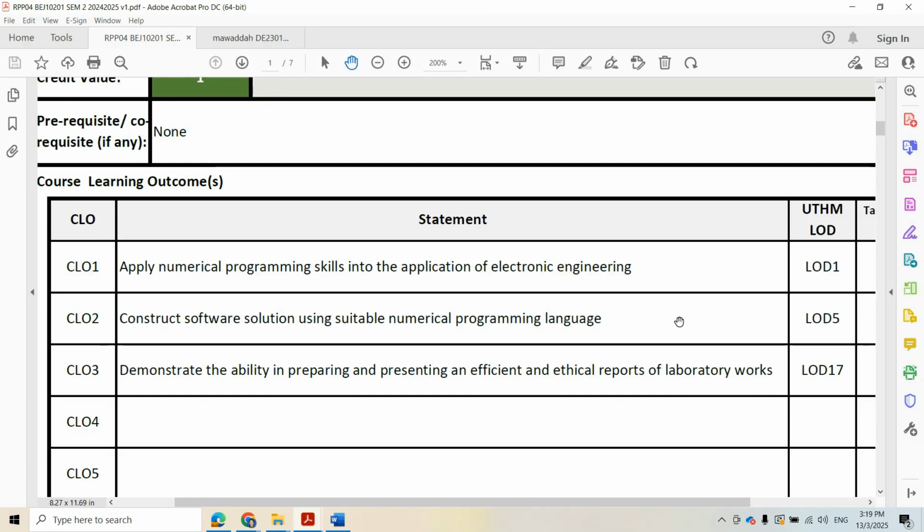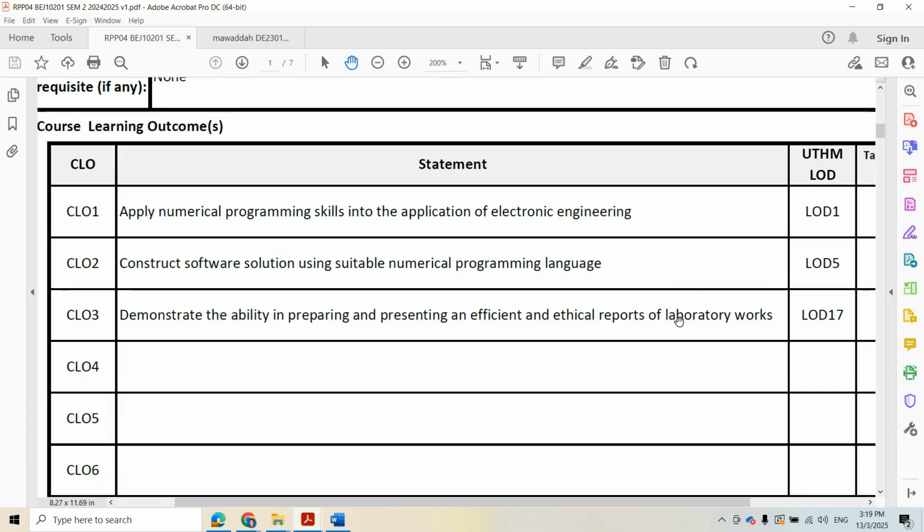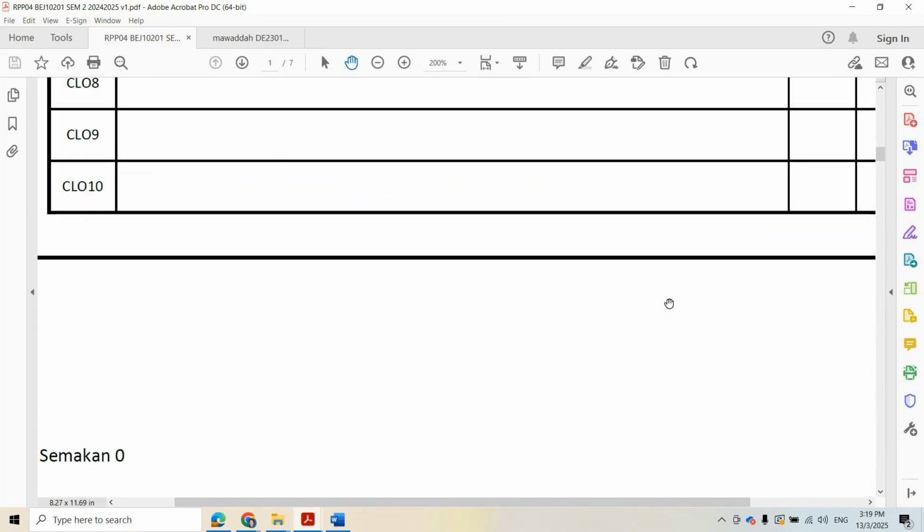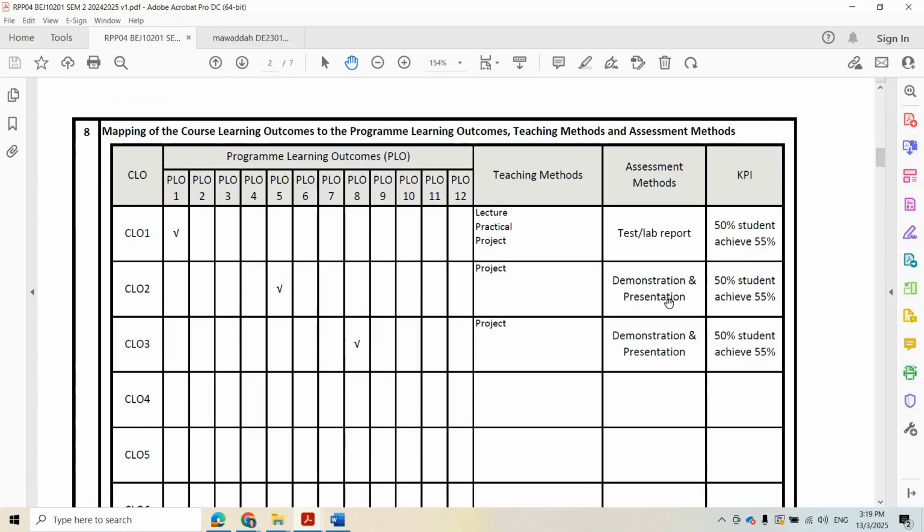Why do we say that this is ethical? Since every one of you is given the same lab sheet, we want you to create your own. You don't copy from others. You must understand what you are doing. So that is the ethical report. This is the third CLO that we want you to achieve in this subject.